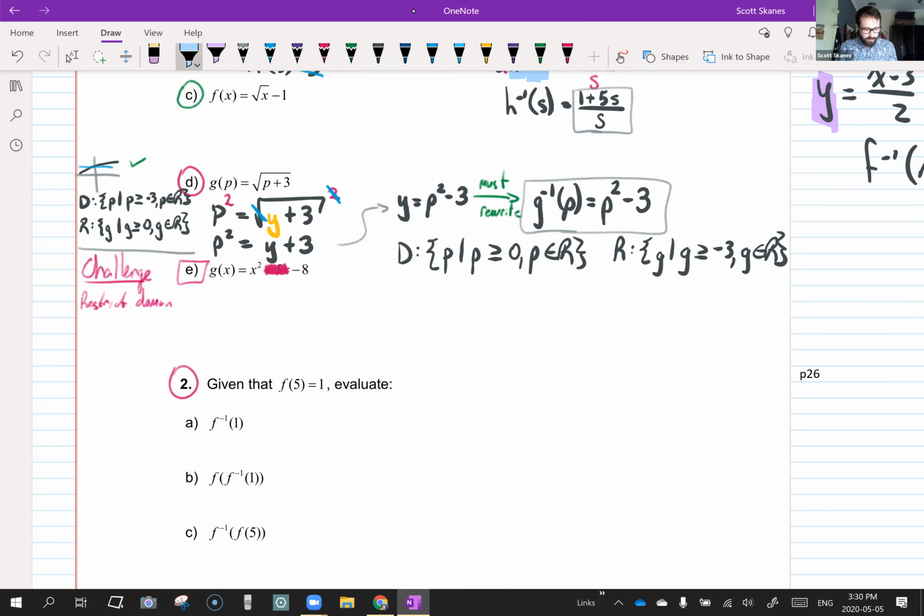So in the beginning here, my domain was this. The inverse changes that to range. Same thing. The original function had this as range. The inverse changes it to domain.